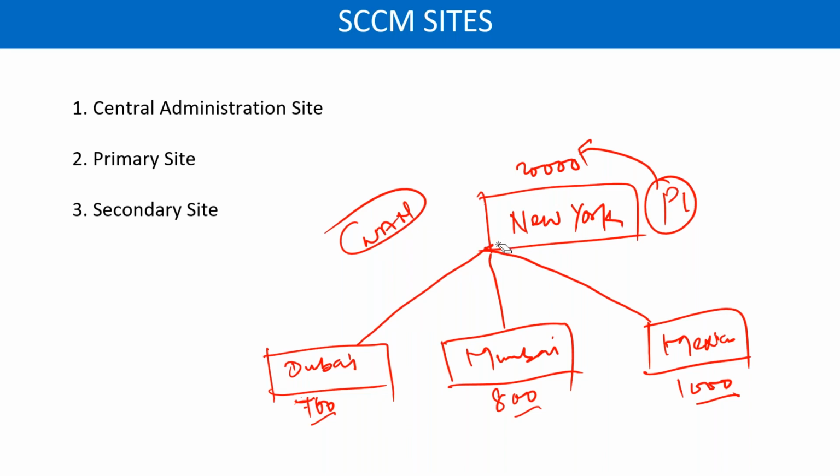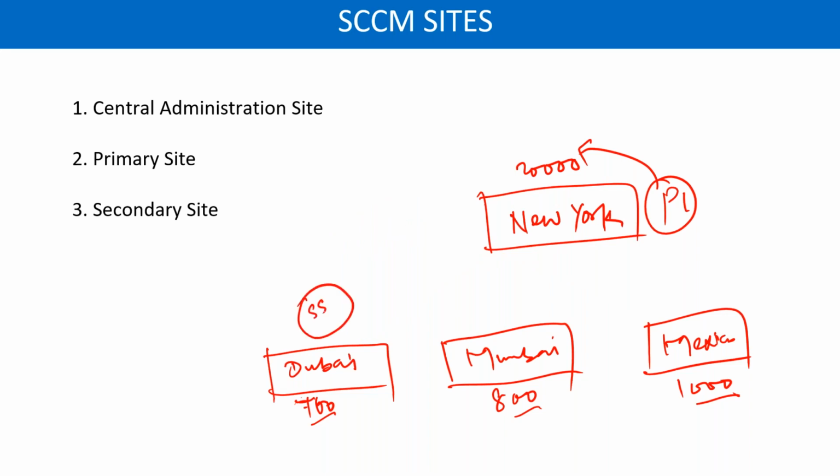So in order to overcome this, we have an option called the secondary site. A secondary site is needed in branch offices where you have low network bandwidth connectivity. Only then do you need it. If you don't have a network bandwidth issue, then you don't need a secondary site. So a secondary site is needed for branch offices, and it will be reporting to the primary site.